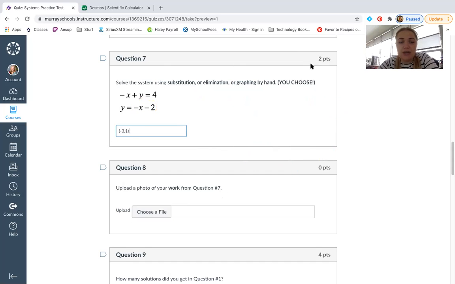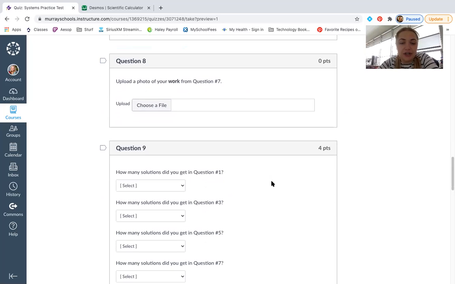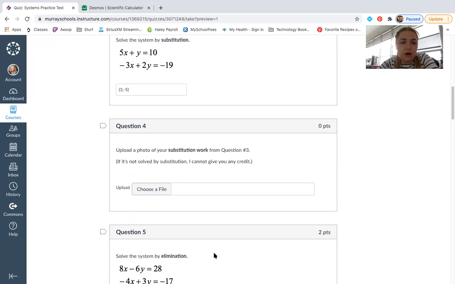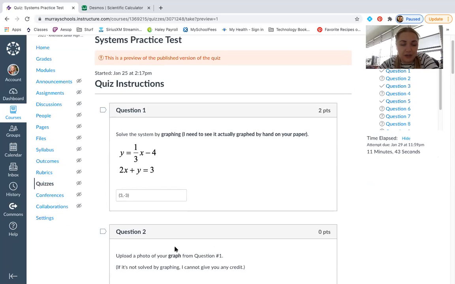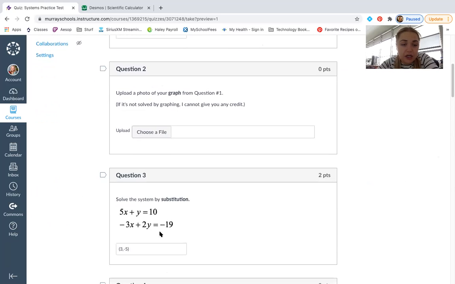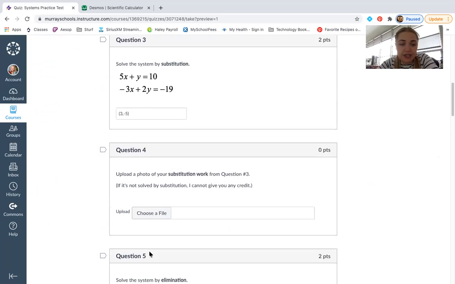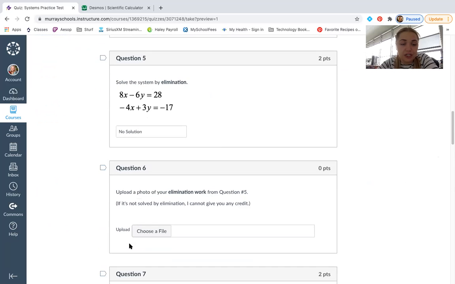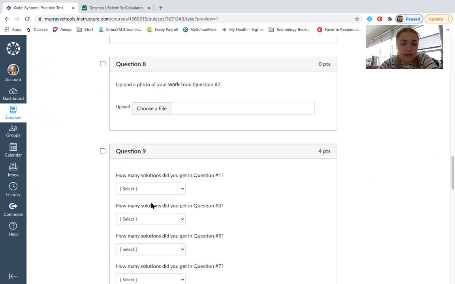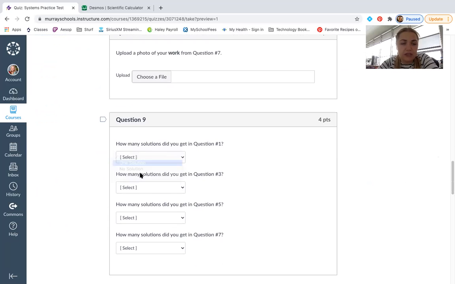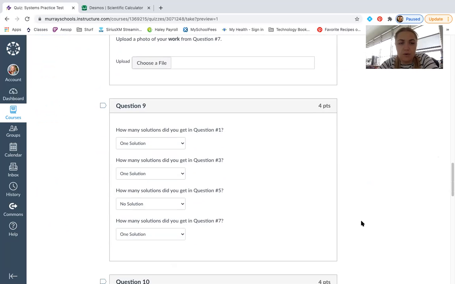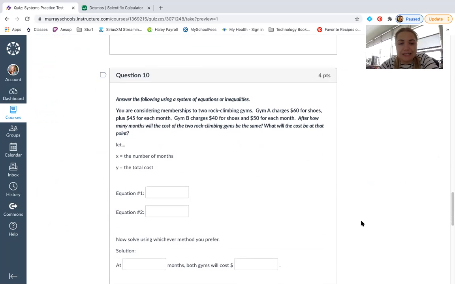Okay, when we look at problem number 9, how many solutions did you get in question 1, 3, 5, and 7? So on question 1, you'll see that I got an actual answer. So I'd say 1 solution, got another answer, so 1 solution, then no solutions, then 1 solution. So 1 solution, 1 solution, no solutions, and 1 solution. 4 very easy points there.